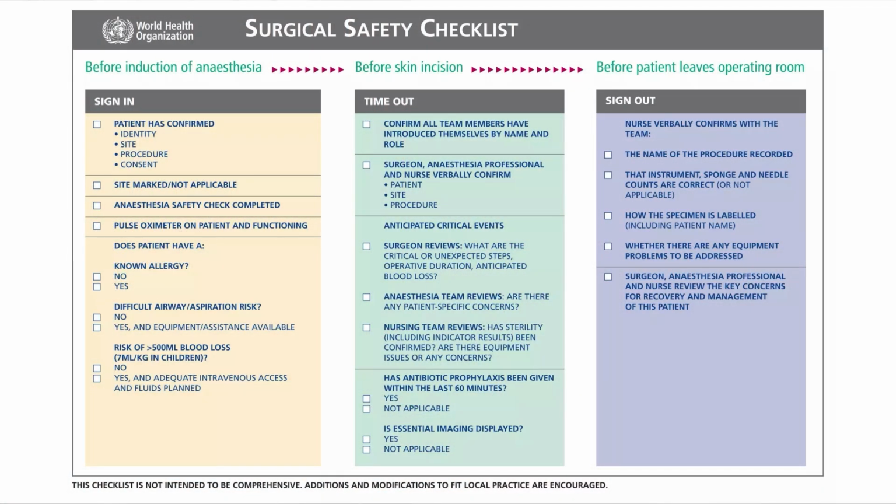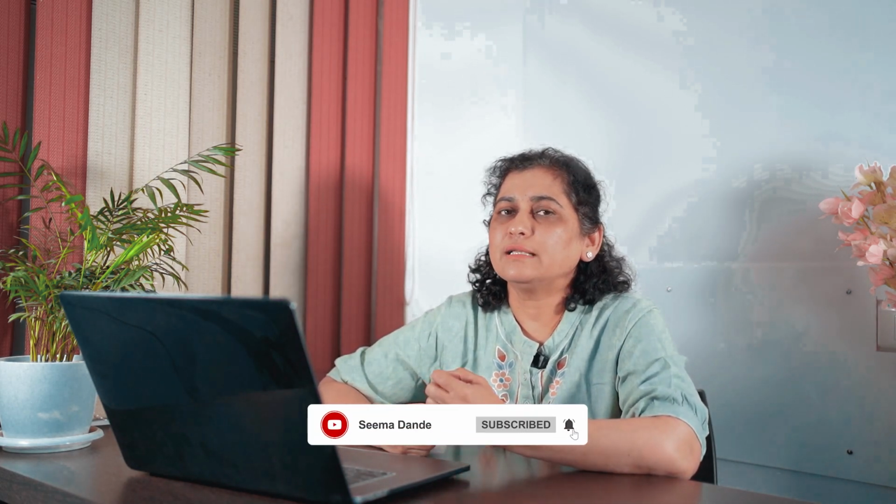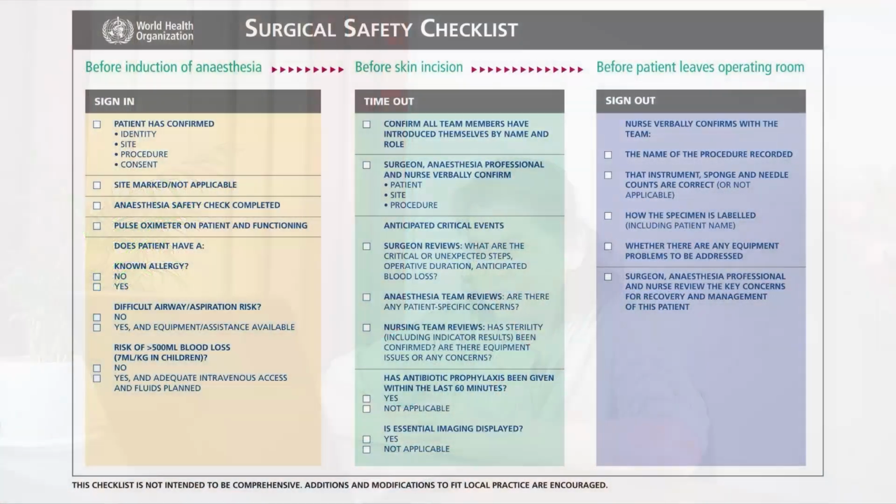Number one is the sign in. This is done before induction of anesthesia. So when we take the patient inside, we have to confirm the name of the patient, identity, the site of the surgery, the proposed surgery, whether the consent has been taken or not, then whether the site has been marked or not. It can be applied to any orthopedic surgery or renal surgery or some neurological case.